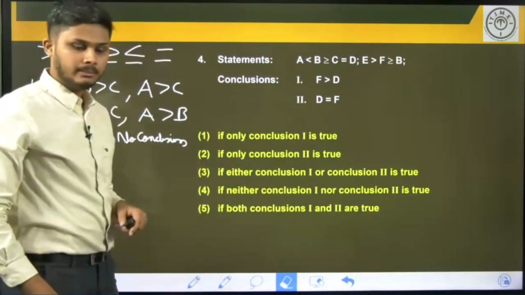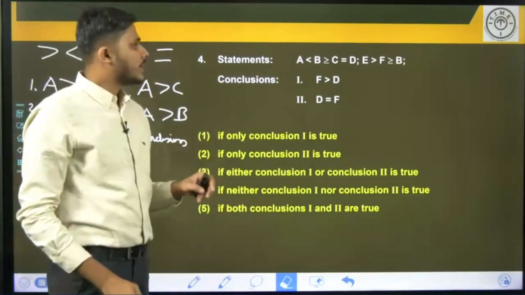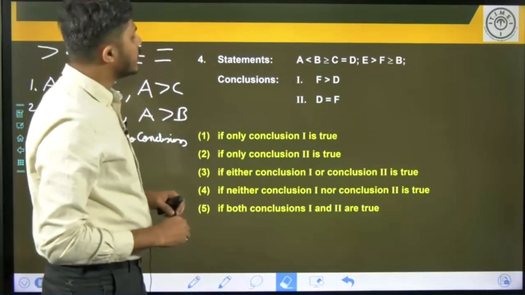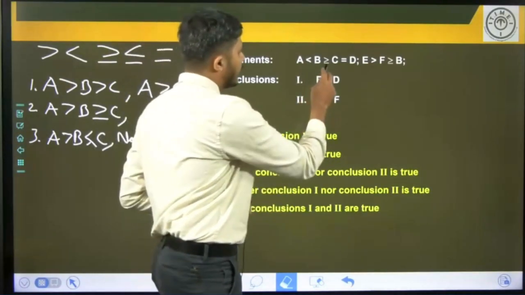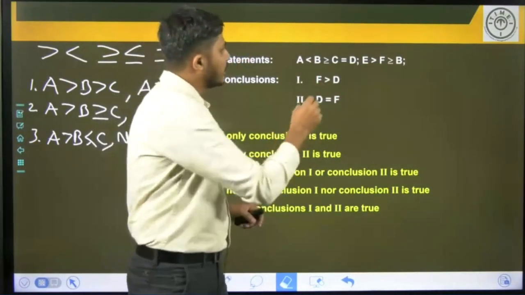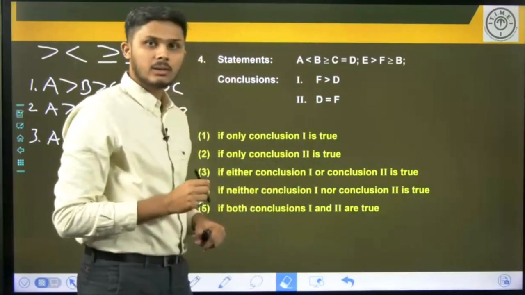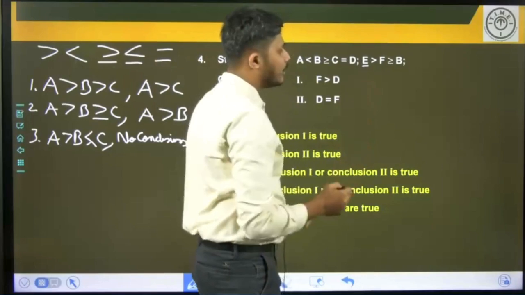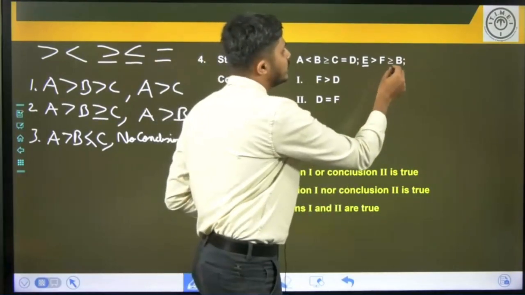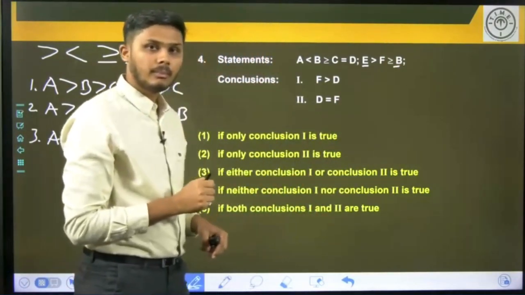The fourth question. Now let's look at the statements. Here the first statement is A is less than B, B is greater than or equal to C, and C equals D. The second statement is E is greater than P and P is greater than or equal to B.